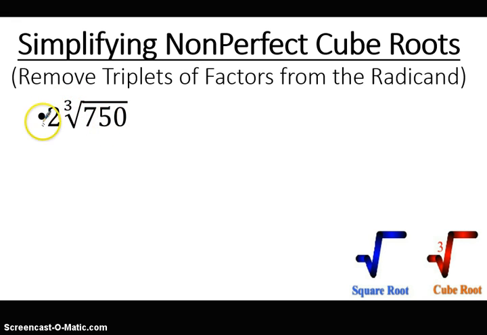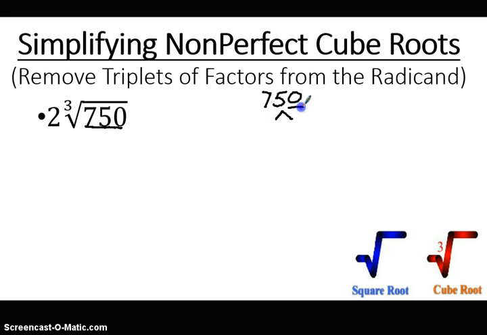Again, just like a square root, ignore the 2 times until the end when you need to simplify your answer. So the first step we're going to do is to write our radicand as its prime factorization. So we need to factor 750.